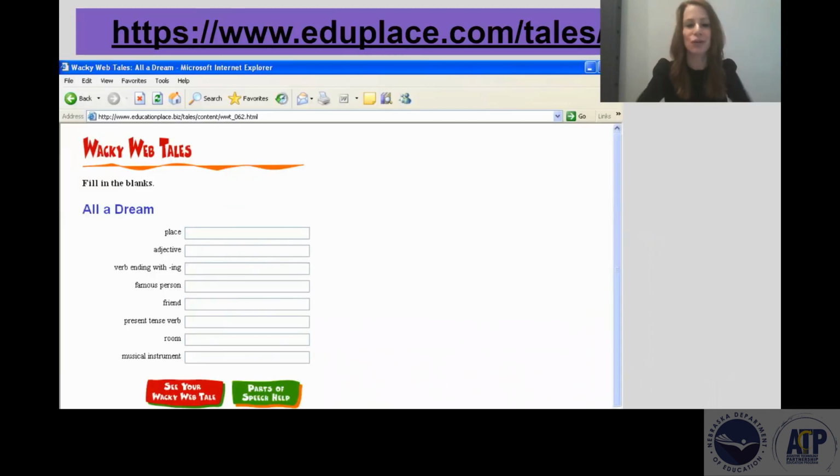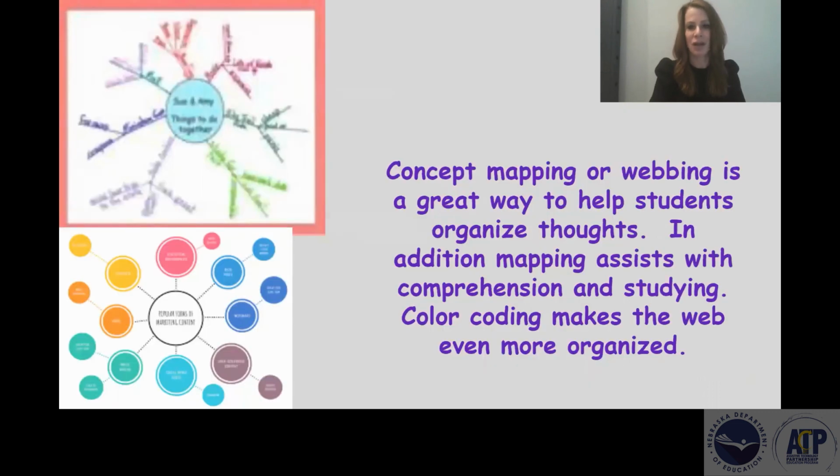There's a lot of cute, great websites where you have to put in the place, adjective, word ending in ing, famous person, and you answer all these and then you press enter and it creates a story with everything you just put in. That's Wacky Web Tales. Concept maps are great. I love a concept map with a little color coding. So teaching kids how to concept map can really help them organize their thoughts. And then the color coding just brings it up a level.